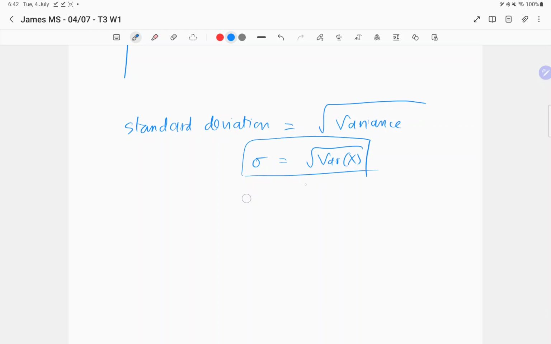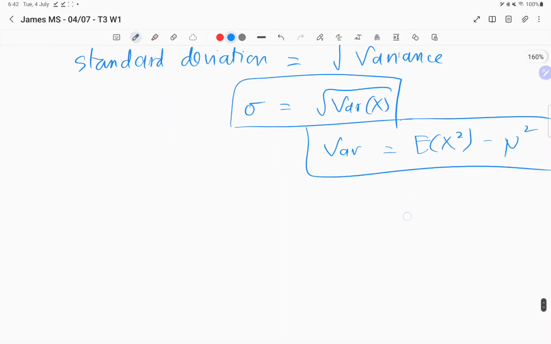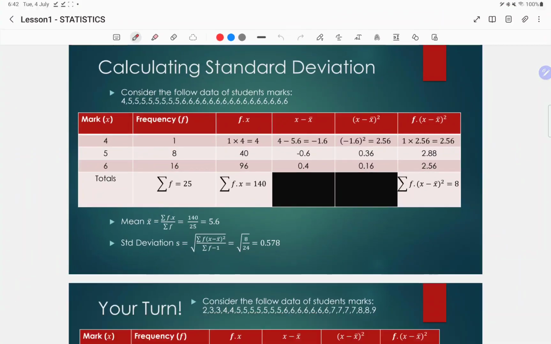And variance, without the square root, is the same as the expected value of X squared minus the mean squared. So mu, this symbol, mean, squared. That's a computation formula. Now you will actually learn these two formulas in Methods Unit 4, Year 12. I'm not sure how much they have taught you at school about these concepts, but let me go through this one here, calculating standard deviation.